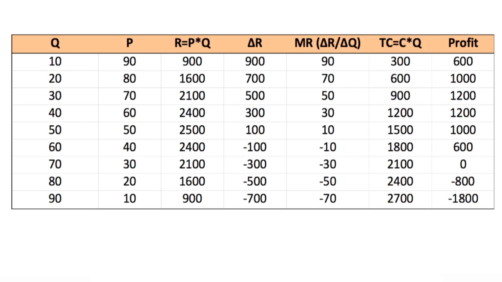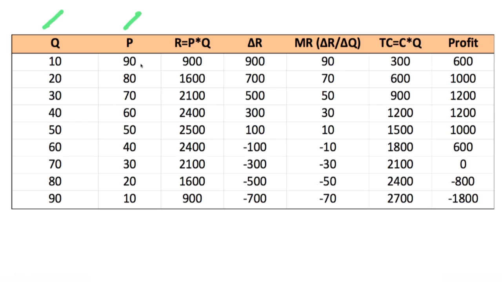Now, let us see how a monopoly decides on how much to produce and what prices to charge. Before we do that, let us look at the marginal revenue curve for a monopolist. As we know, the monopolist faces the whole demand curve, and this is given by the first two columns, which show you the demand curve.